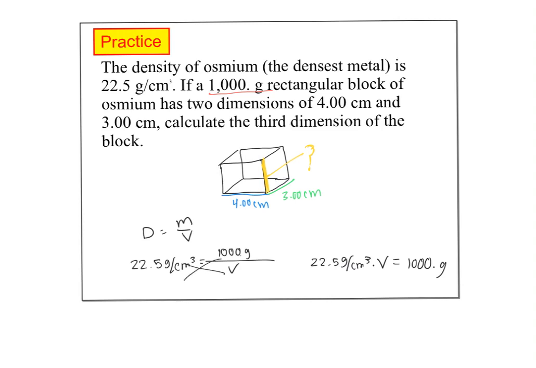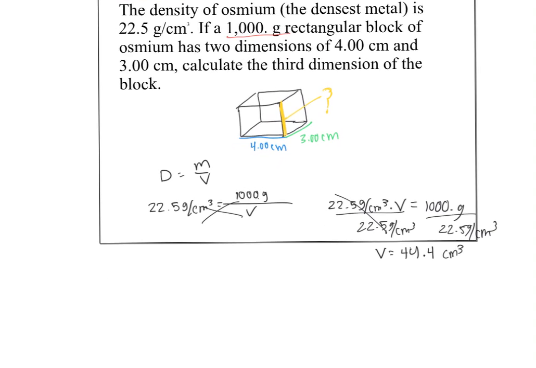And so now I'm going to do a little division to get the volume by itself, or get V by itself. So those cancel, with 1,000 divided by 22.5 giving me a volume equal to 44.4 with 3 sig figs, so 44.4 centimeters cubed. So that's the total volume of this box. Well, in geometry, we know that the volume is equal to the length times the width times the height. So we have volume.